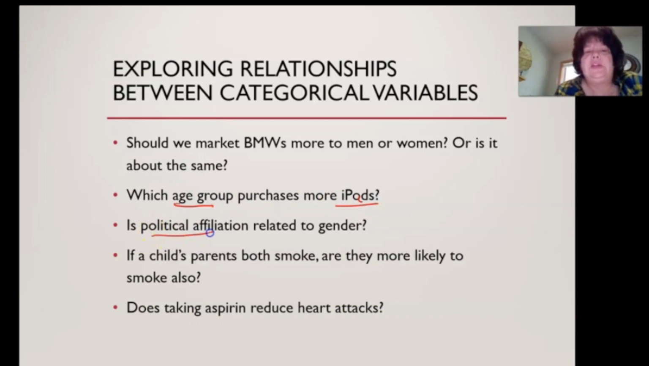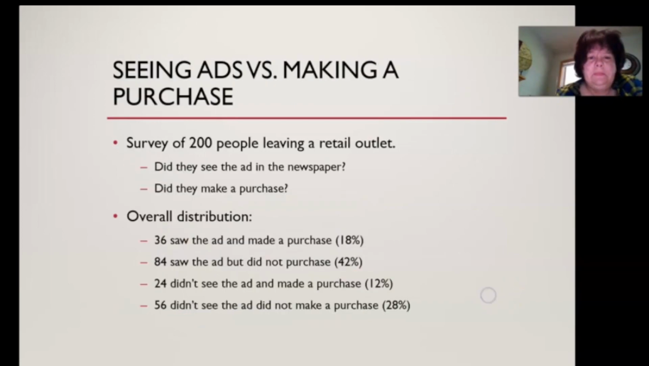Is political affiliation related to gender? If a child's parents both smoke, are they more likely to smoke? Does taking aspirin reduce heart attacks? All of those are categorical variables. We're looking for relationships, so we do something called a two-way table, which we'll see in a moment.